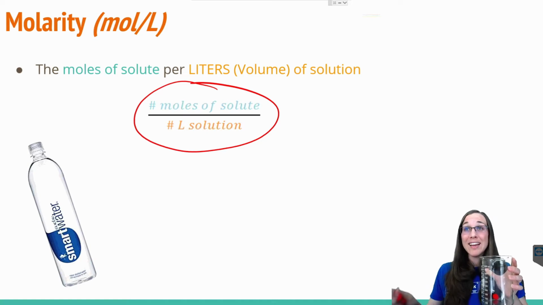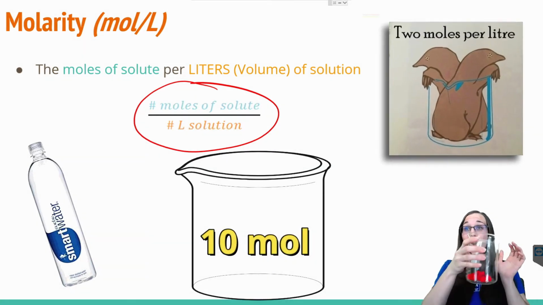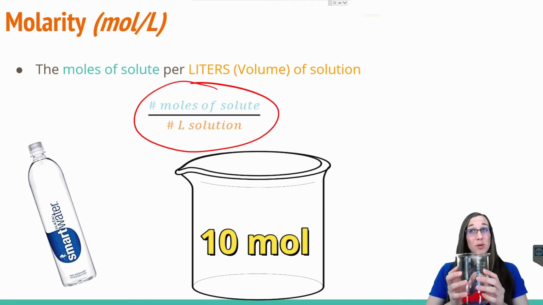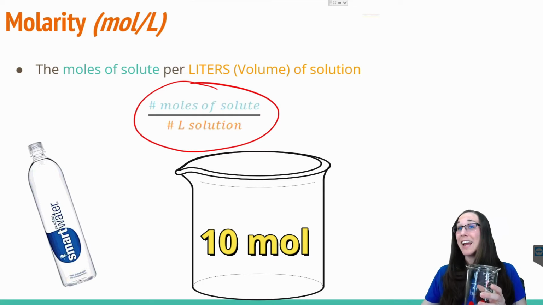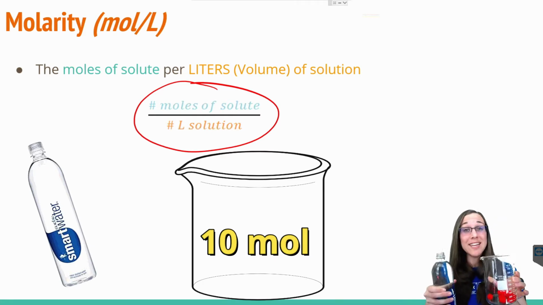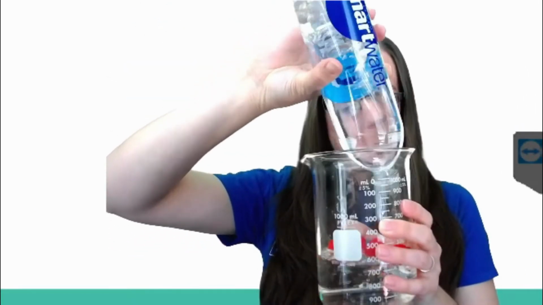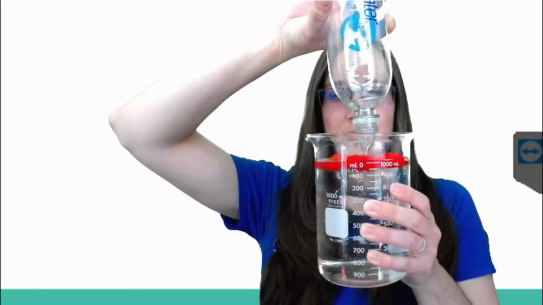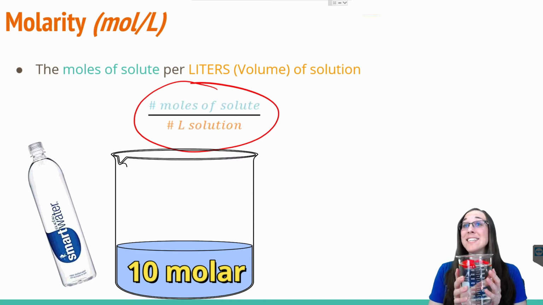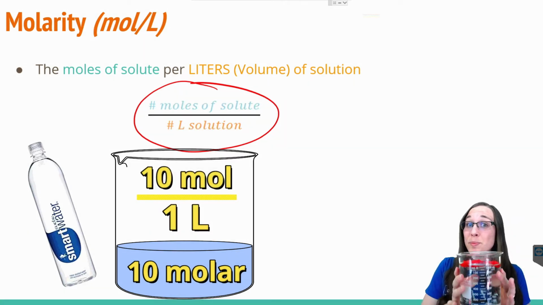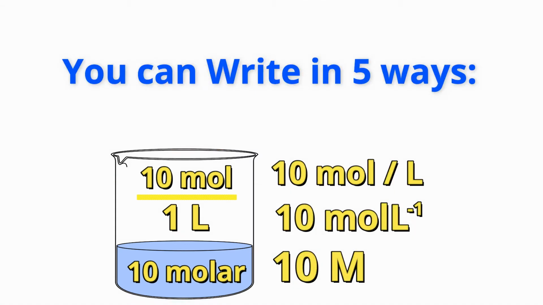What if I add 9 more moles for a total of 10 moles in this beaker? Well, that's great and all, but to have molarity, I need more than just moles. I need a solution or a solvent, i.e. water. So now, if I take 10 moles and I add 1 liter, I now have a 10 molar solution. Or another way to say it would be 10 moles per 1 liter.